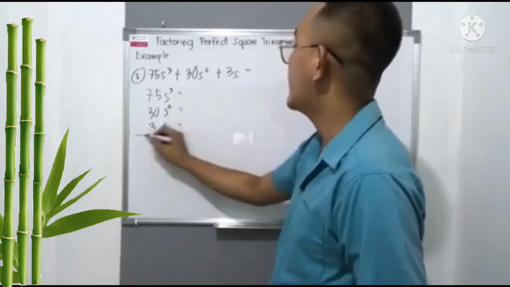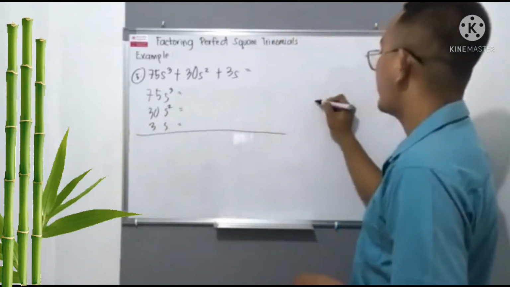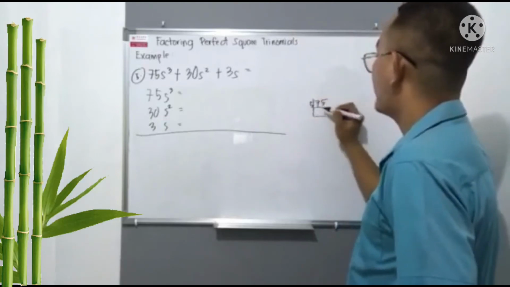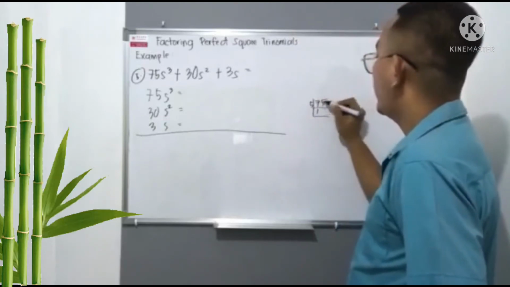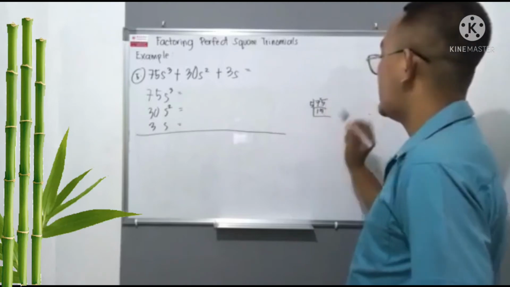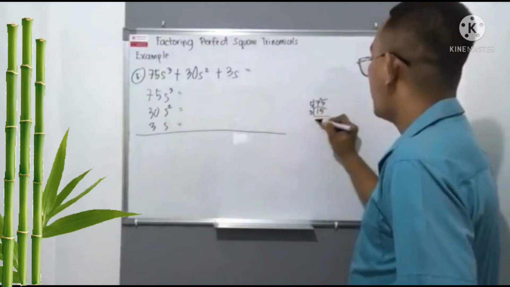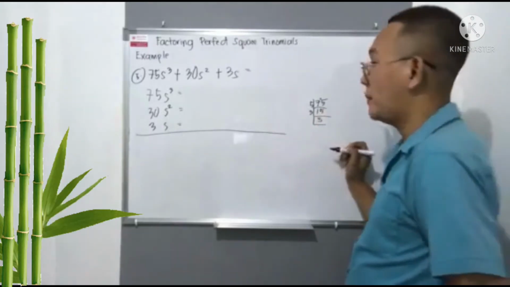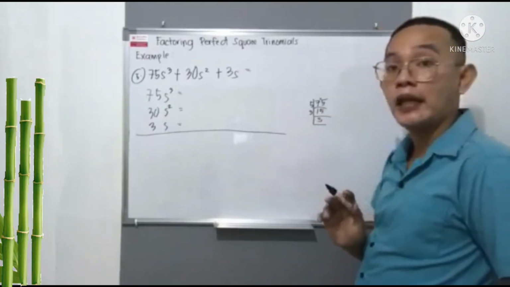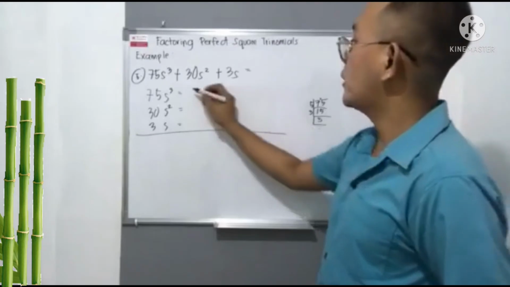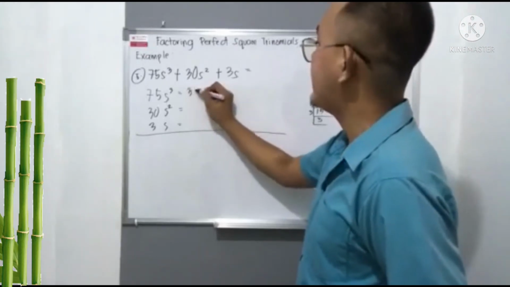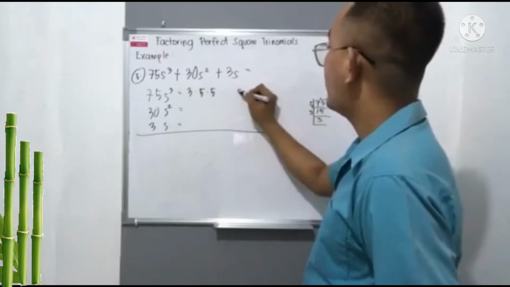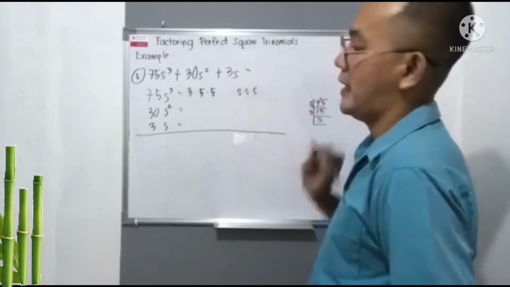Okay, so kunin natin yung factor nila. 75 is divisible by 5. So we have here 1 and then 25, 15. 15 is divisible by 3. Therefore, we have 5. 5 is a prime number. So doon na mag-stop yung ating prime factor. So ang prime factor ng 75 ay 3 times 5 times 5. Then, we have s times s times s.